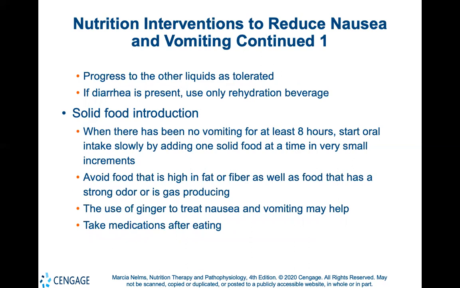Solid food introduction. When there has been no vomiting for at least 8 hours, start oral intake slowly by adding 1 solid food at a time in very small increments. Avoid food that is high in fat or fiber, as well as food that has a strong odor or is gas producing. The use of ginger to treat nausea and vomiting may help. Take medication after eating.